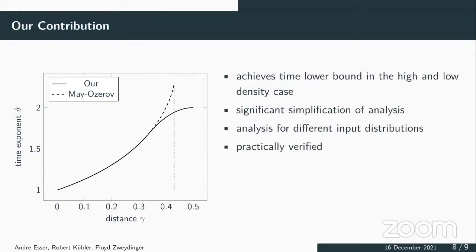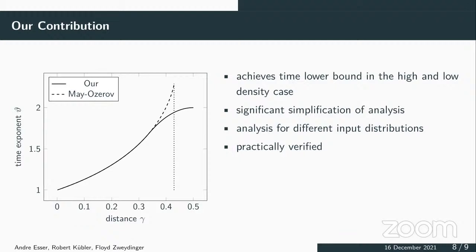So, stating this, our contribution is that we are able to describe an algorithm which achieves the time lower bound in the high and low density case of the closest pair problem. We are able to significantly simplify the analysis purely based on these two probabilities P and Q. Additionally, we allow in our analysis for different input distributions other than the uniform one. And last but not least, we are actually able to implement our algorithm and practically verify it.